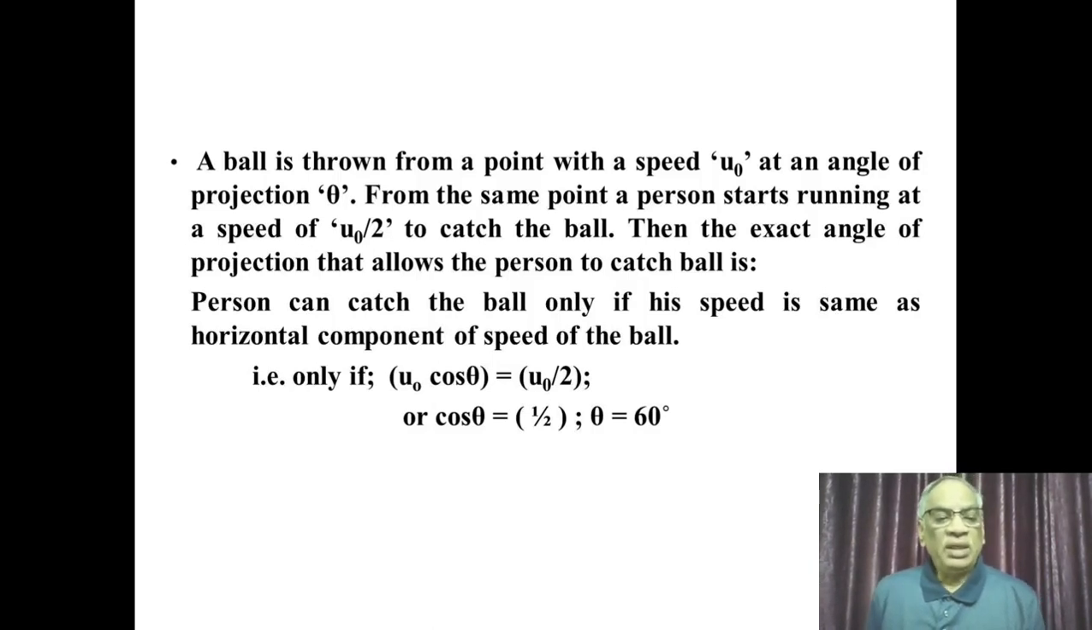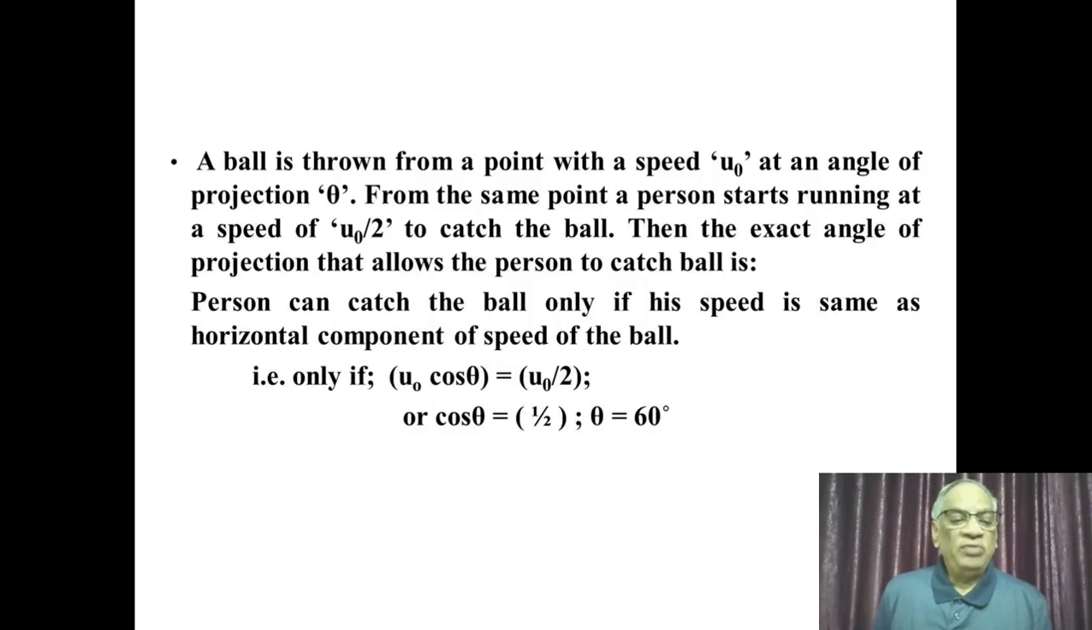The person can catch the ball only if the speed of the person is equal to the horizontal component of the velocity of the ball. So that is only if u naught cos theta is equal to u naught by 2. So cos theta is equal to half, so theta is equal to 60 degrees.